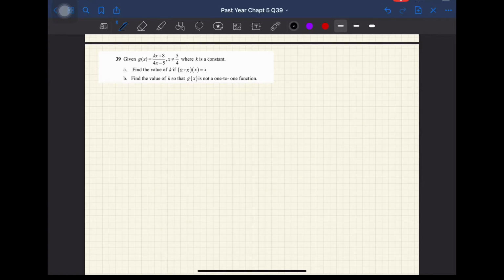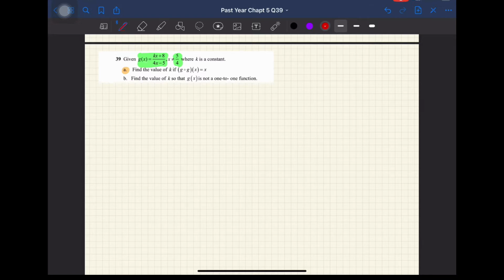Alright, so in this video, we are going to continue discussing Pasir chapter 5, question number 39. Okay, so bila kita tengok this question, dia bagi kita a function. We have a function g(x) over here, and x is not equal to 5/4. This is our domain.